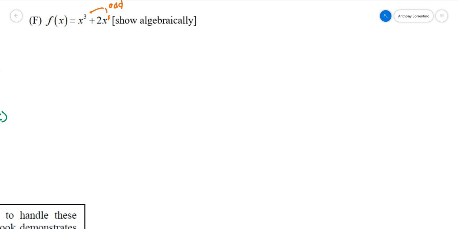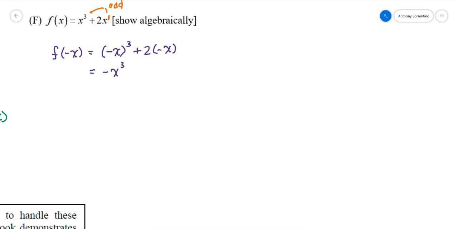So again, I'm going to do, okay, with that being f of x, f of negative x is going to be negative x to the third power plus 2 times negative x. When I simplify that, negative x times negative x times negative x, well, negative x times negative x is x squared, times negative x is going to give me a negative x cubed.